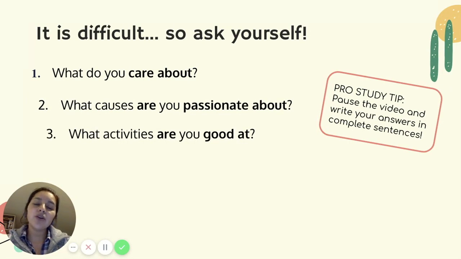What activities are you good at? Singing, dancing, writing, maths, physical activities? What are you good at? What are you excellent at?